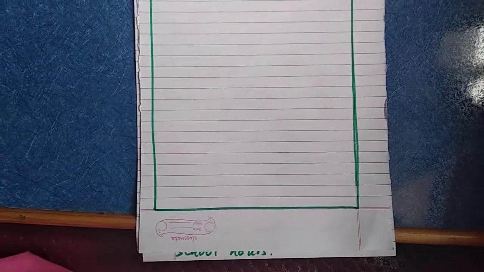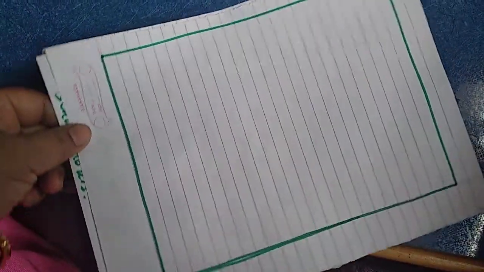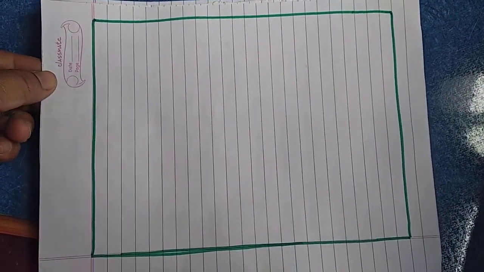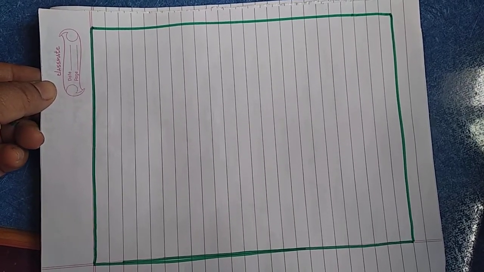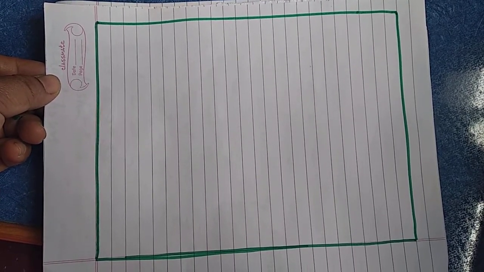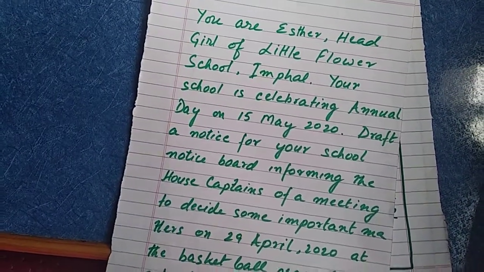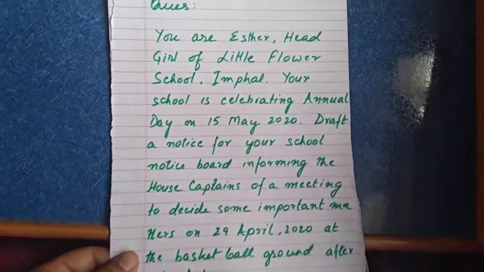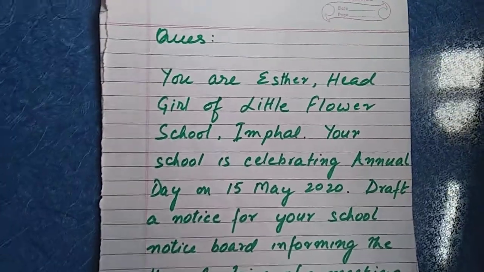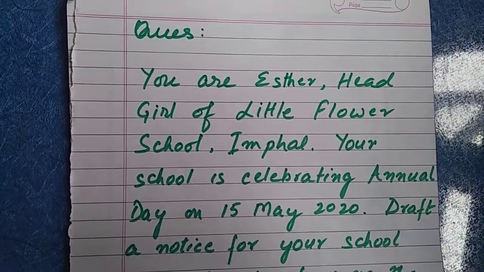Now, children, this is the box in which you have to write the notice. You draw a box like this in your answer sheet. Okay. Then, look at this question. Now, we are ready to write the notice.